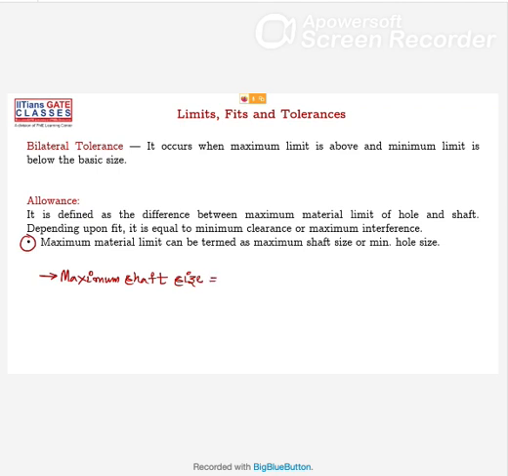Maximum shaft size minus minimum hole size is equal to maximum interference. This interference I'll discuss in the coming slides. Please don't worry about this interference and all.